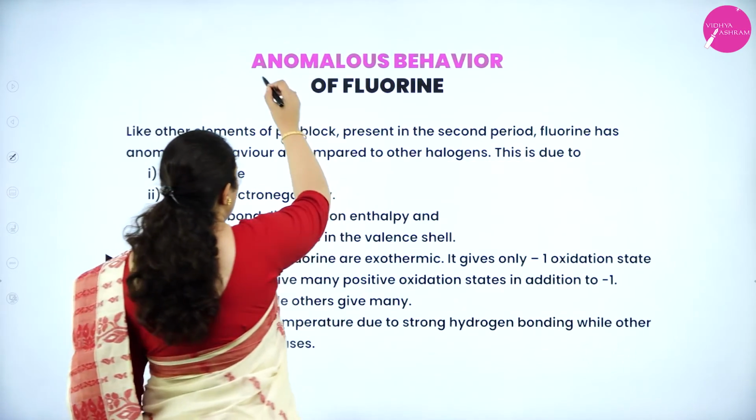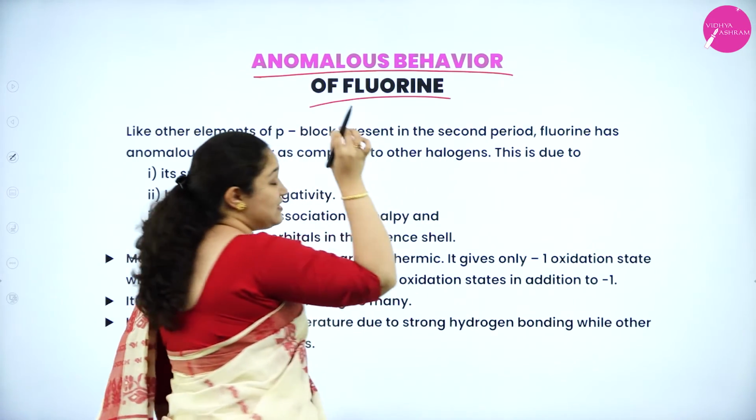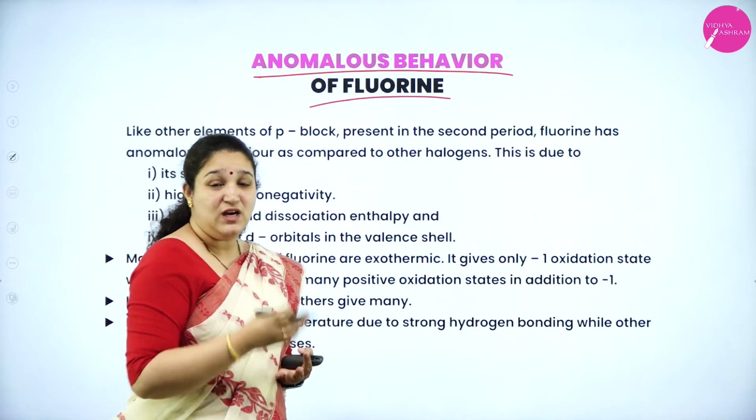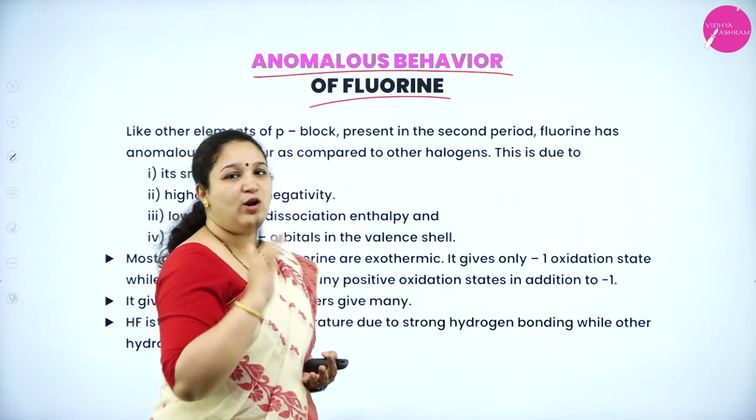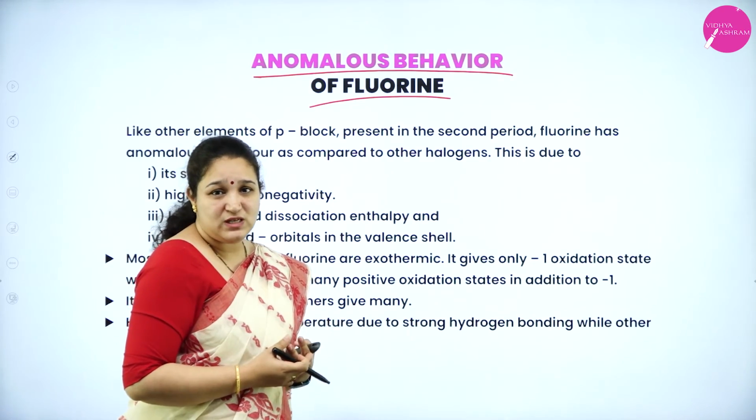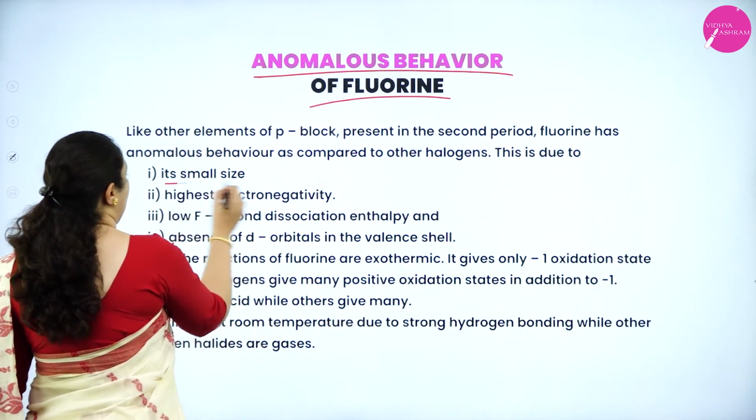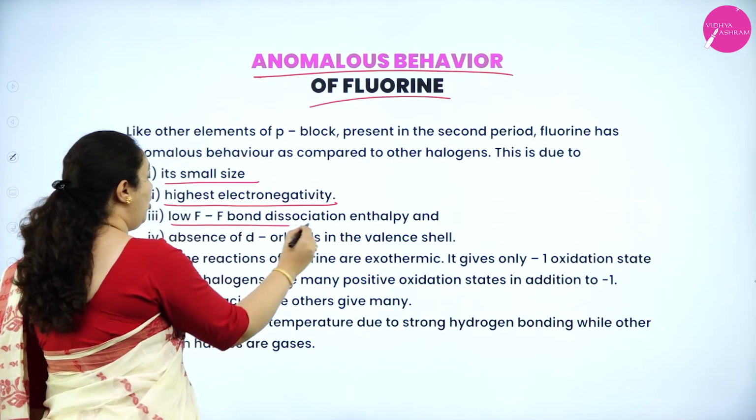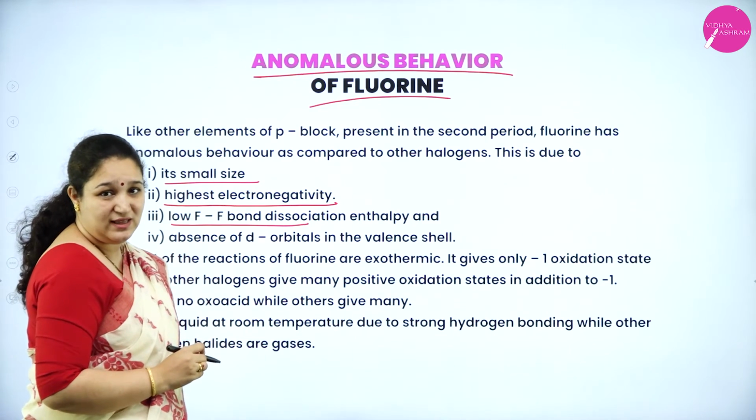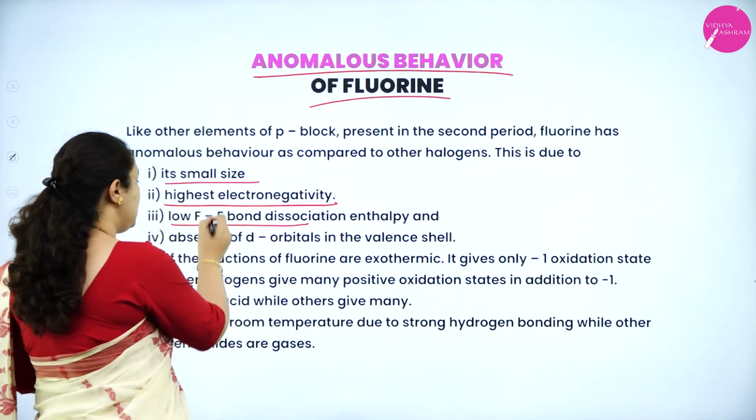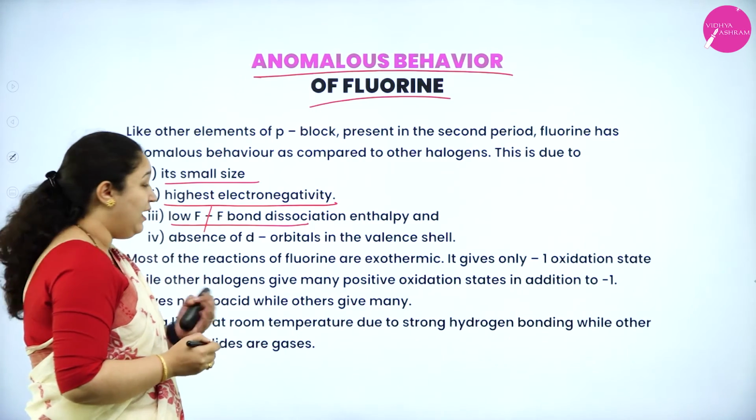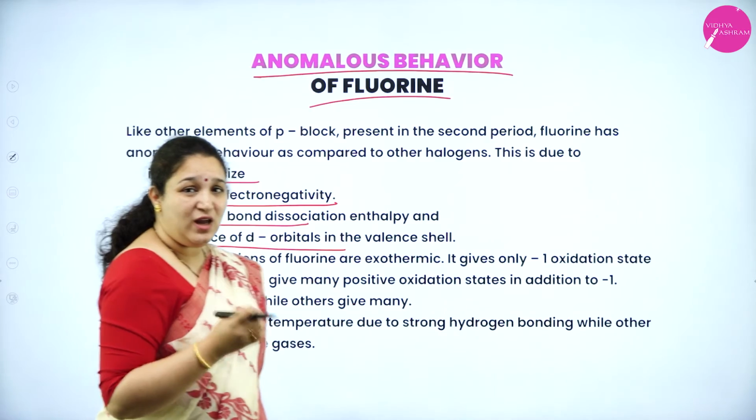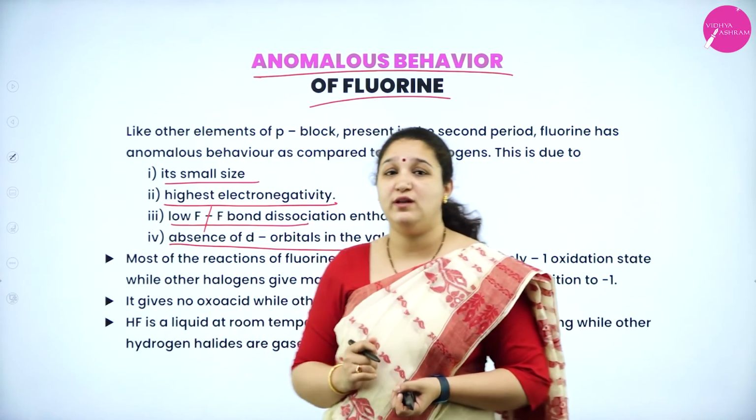Next is anomalous properties of fluorine. That is the first element in the group, and in p block elements, what have we learned? The first element in that group has got anomalous properties. Why anomalous properties? That is because of the small size, high electronegativity, low F-F bond dissociation enthalpy, that means a small amount of energy is enough to break this bond, and absence of d orbitals in the valence shell.